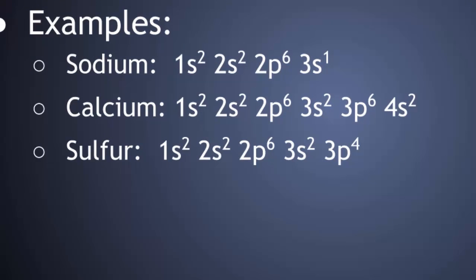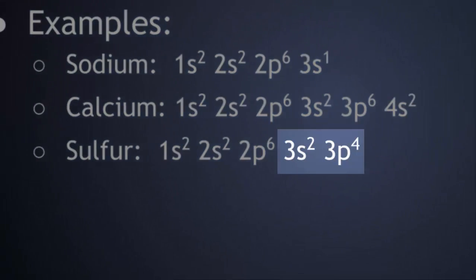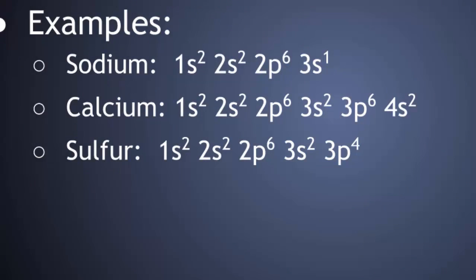Sulfur: 1s2, 2s2, 2p6, 3s2, 3p4. The highest energy level is 3. The largest number in front of the sublevels is 3. And now we have some electrons in s and some in p. We have 2 in s and 4 in p. We have a total of 6 valence electrons for sulfur.